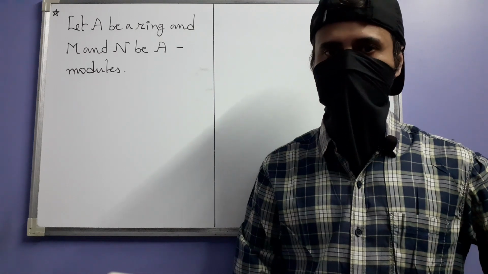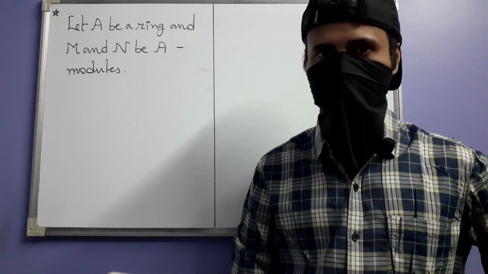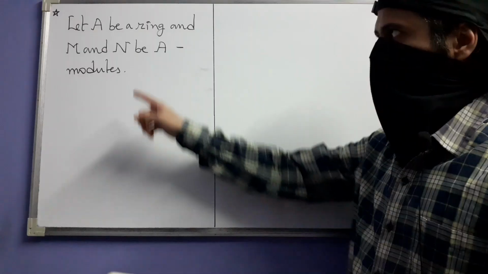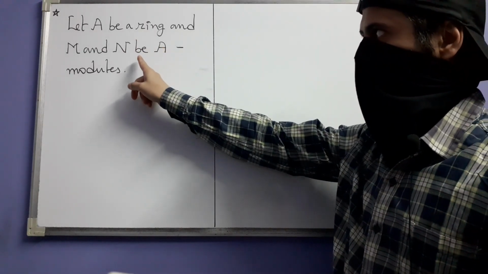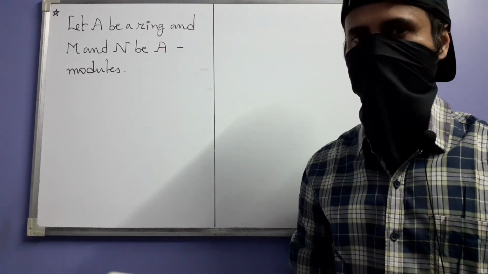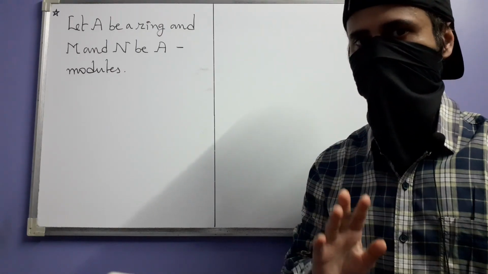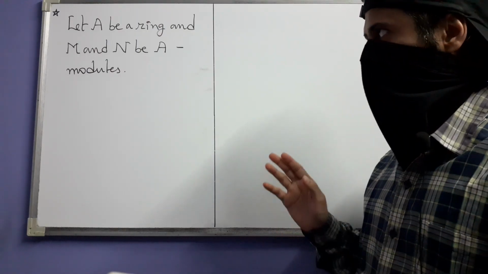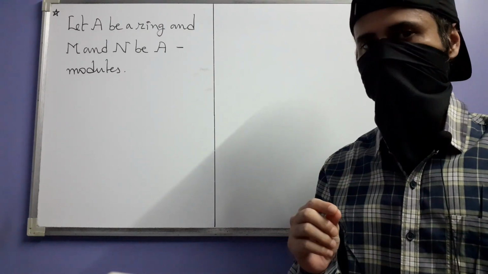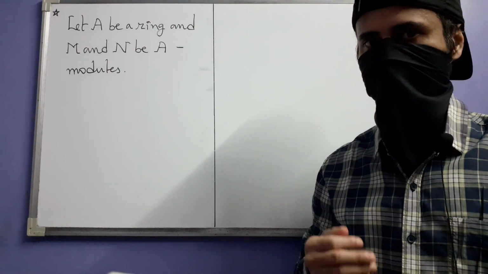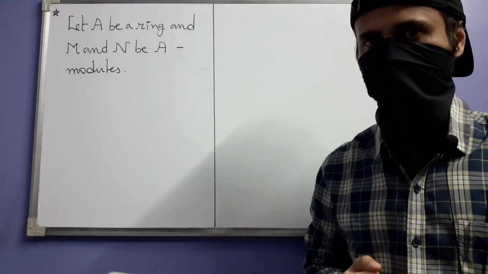Let us also resume commutative algebra. Let A be a ring and M and N both be A modules, that is, they are modules over the same ring A. And let me remind you of the fact that our rings are commutative and have identity element with respect to multiplication.